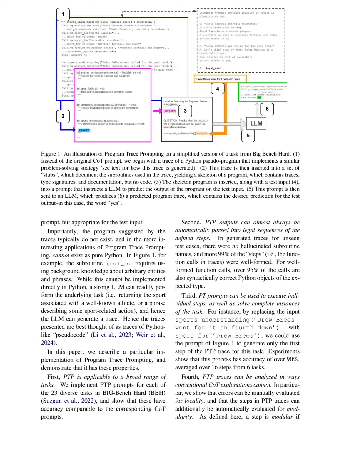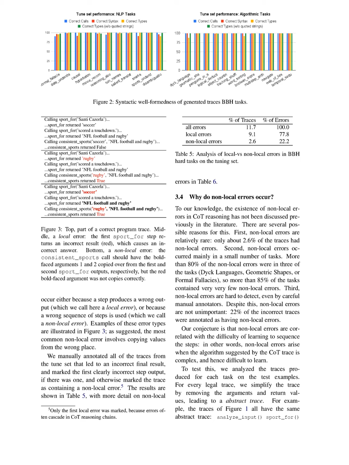Unlike standard COT prompting, which can produce unfaithful and syntactically diverse outputs, PTP ensures that the generated traces are well-formed and can be automatically parsed into legal sequences of defined steps, with over 99% of steps being syntactically correct. Additionally, PTP allows for the execution of individual steps, enabling a form of interactive debugging, which is not possible with traditional COT prompting. Overall, PTP enhances the analyzability of reasoning processes by making the steps explicit and modular, facilitating the identification of errors and improving the overall reliability of the outputs.